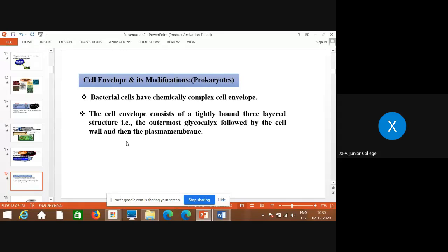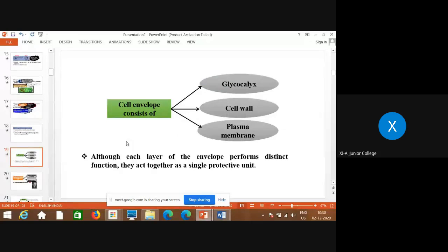Remember, this is in case of bacterial cells, that is the prokaryotic cells. Now, you can see the outermost glycocalyx, then the cell wall, inside which the plasma membrane is present, and all this together, the three-layered structure, is called the cell envelope. Although each layer of the envelope performs a distinct function, they act together as a single protective unit. Together it is known as the cell envelope.